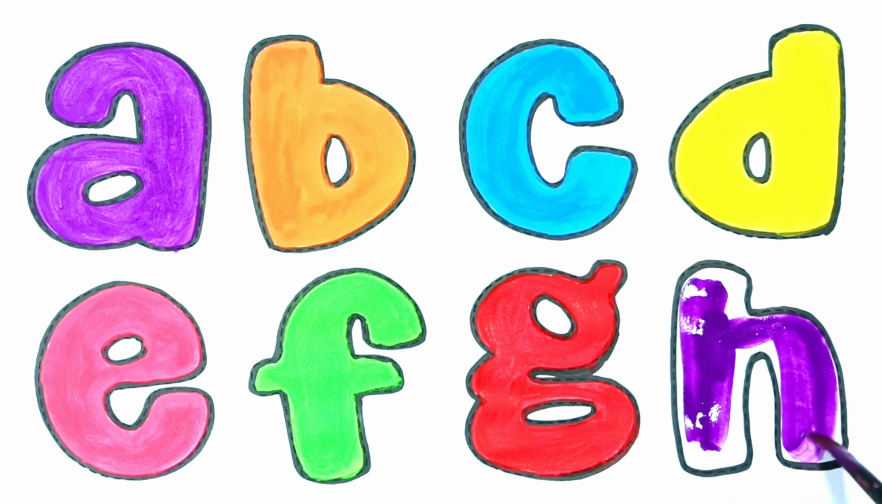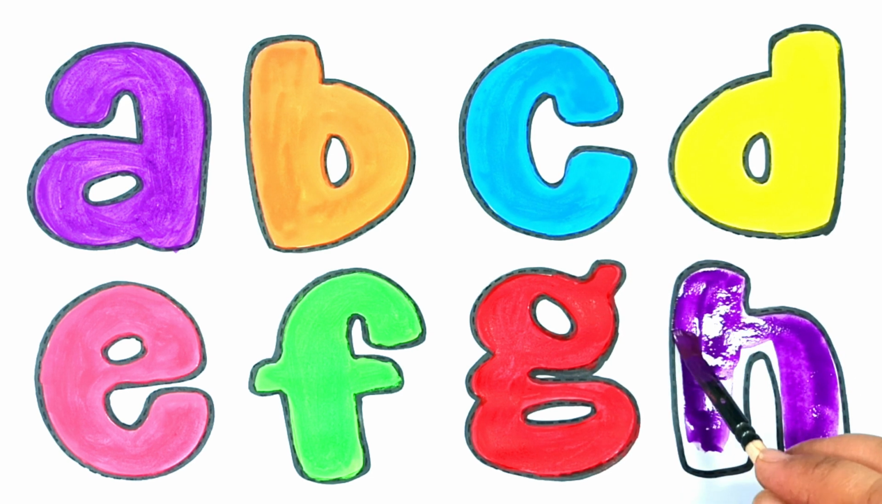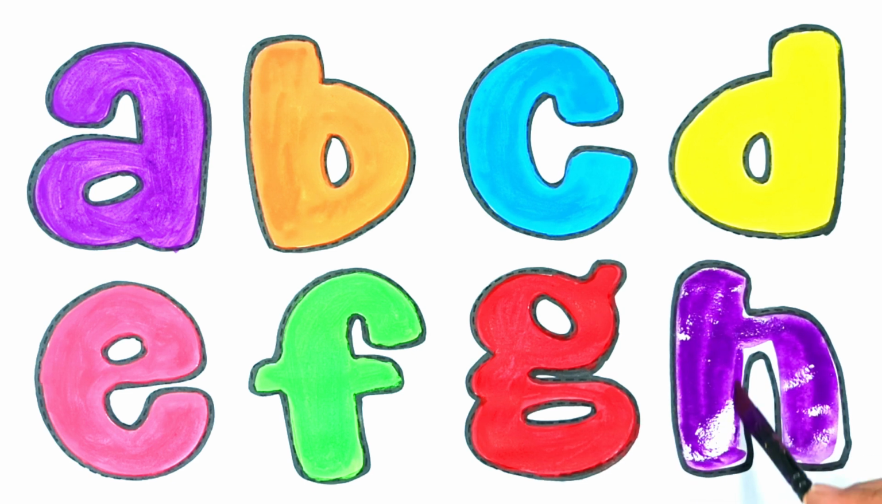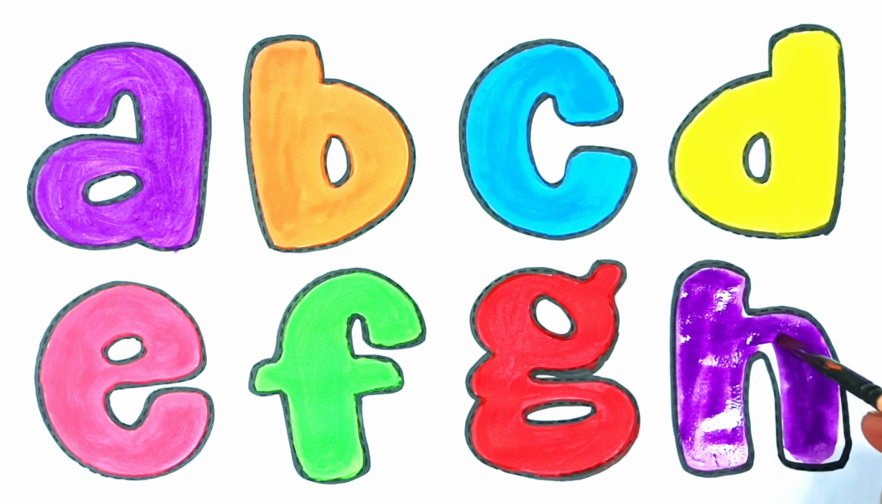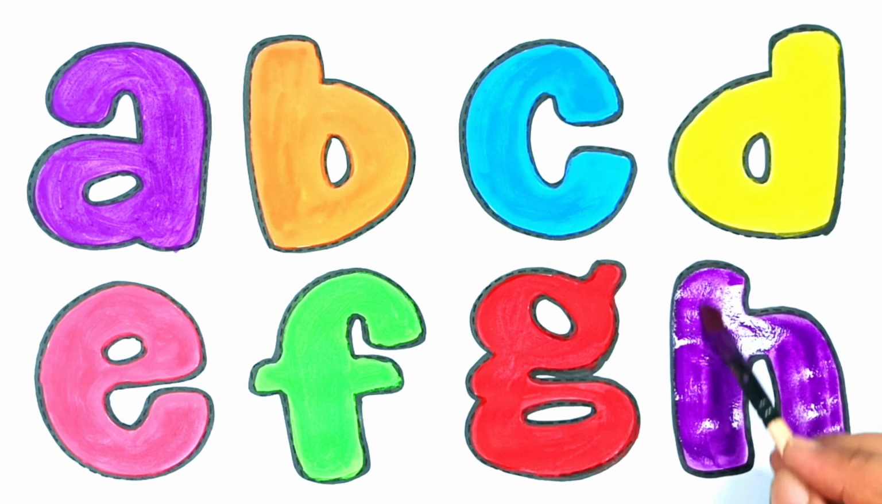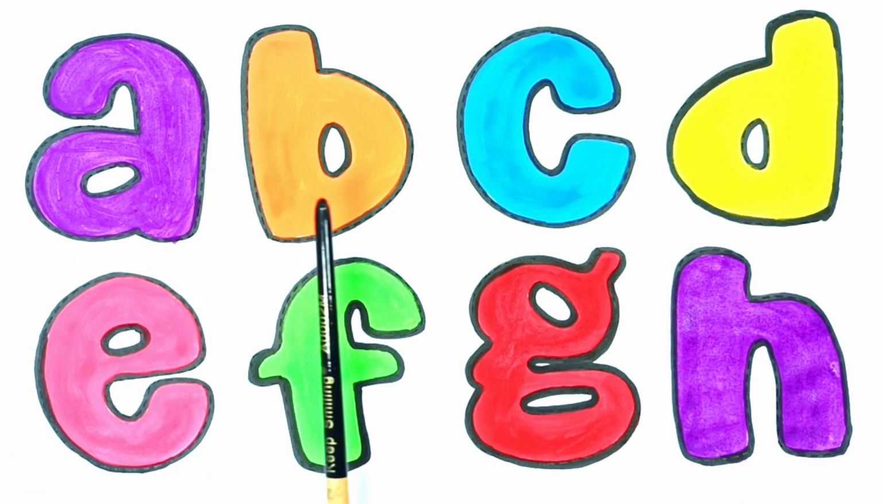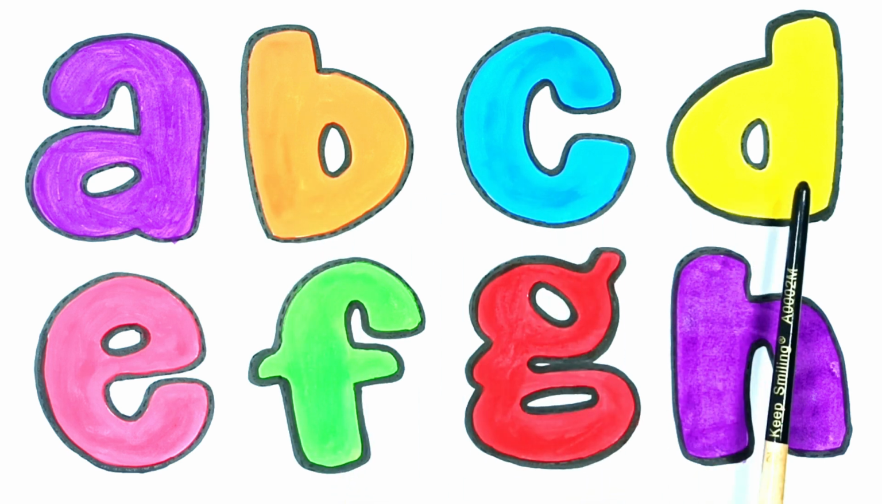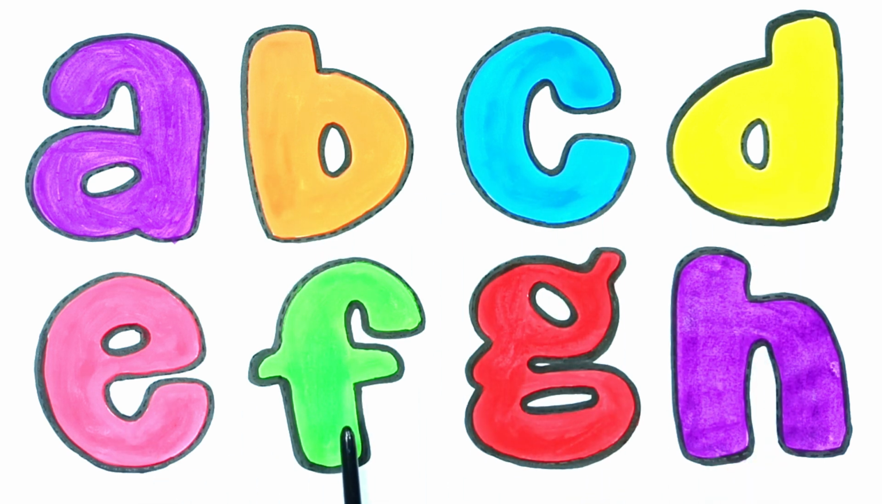H is for hat. H, happy hat making for kids. H is for horse. A, B, C, D, E, F, G, H.